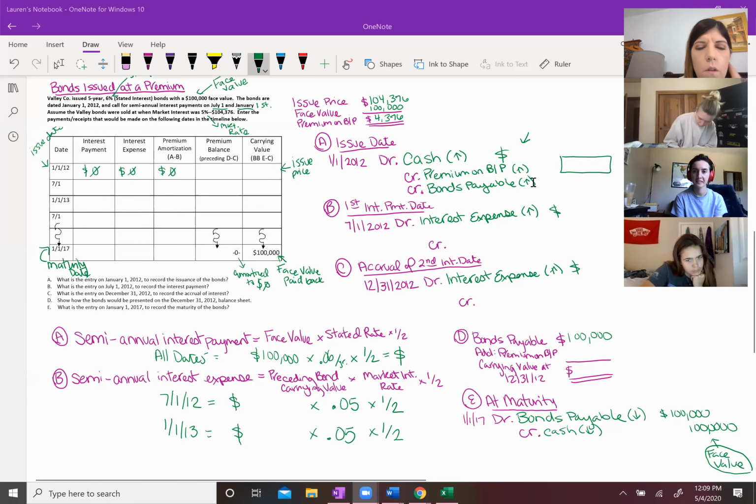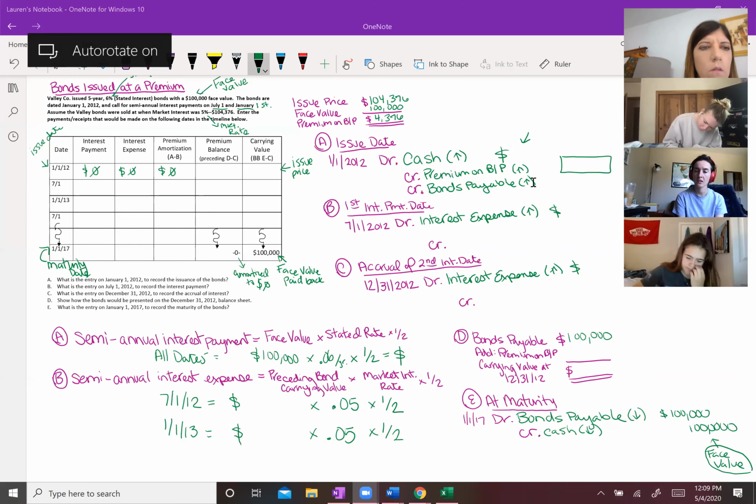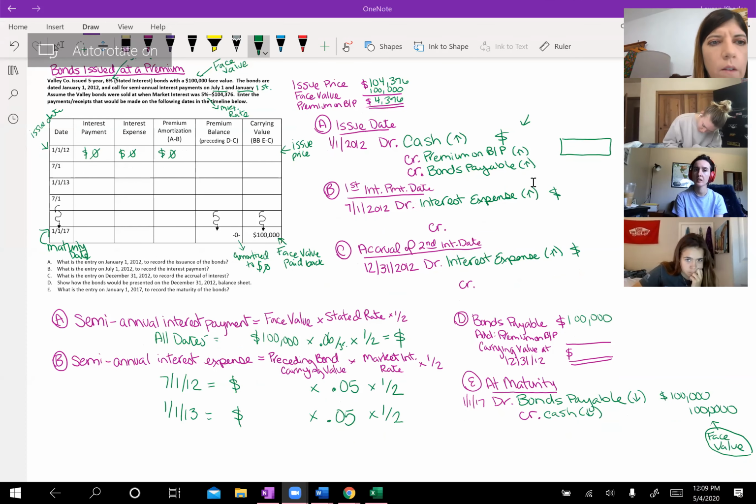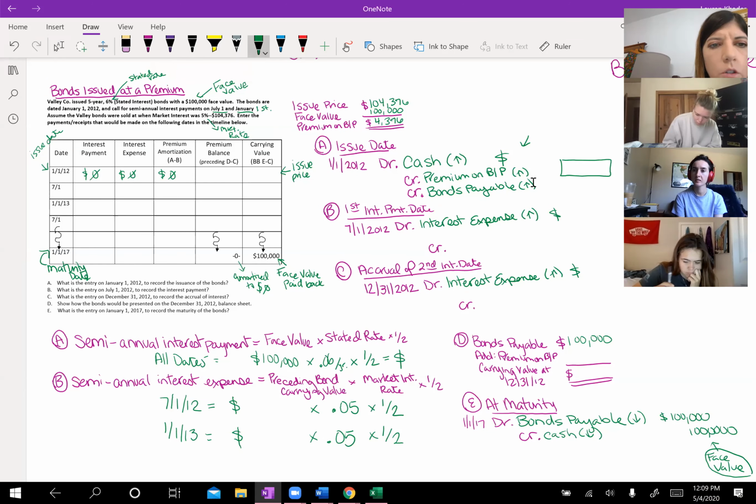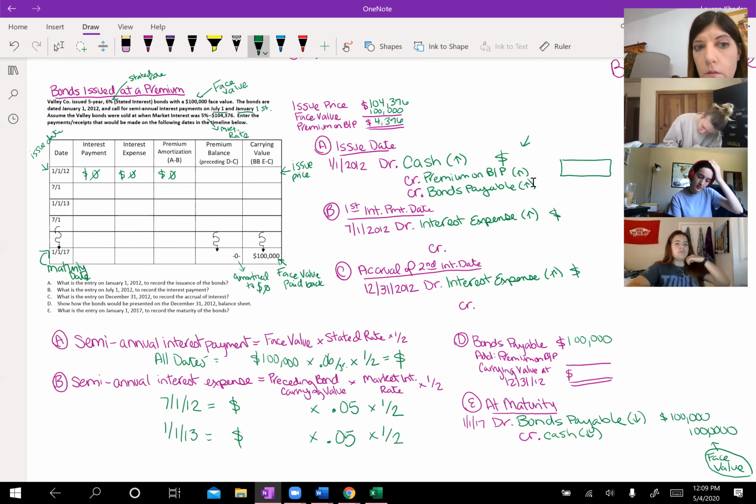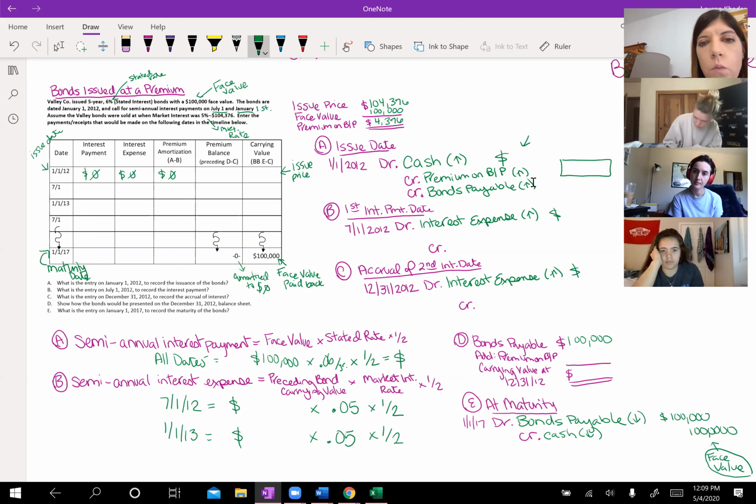Okay, so with this one, they issued 5-year bonds. The term was 5 years with a 6% stated interest rate. Face value was 100,000, and they issued those bonds for 104,376. So the issue price was 104,376, and the premium on those bonds was 4,376. Did you guys calculate that?